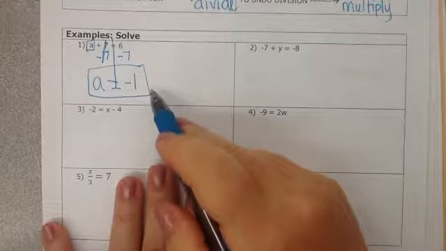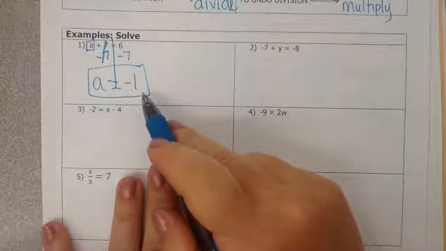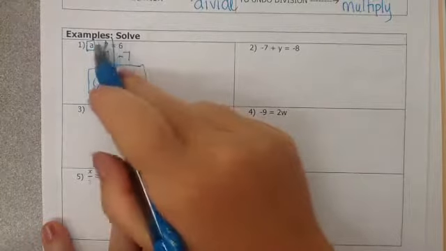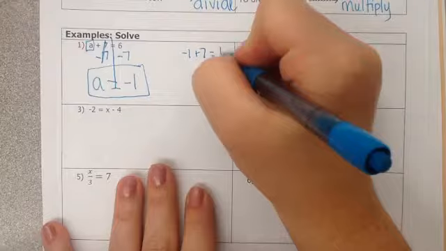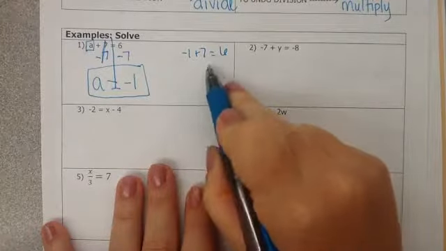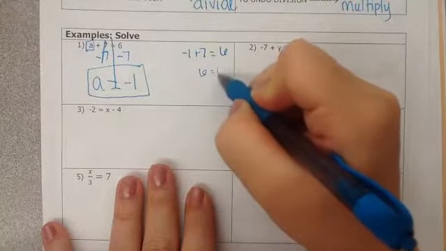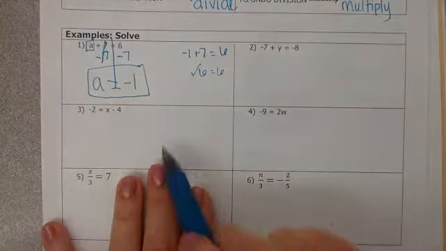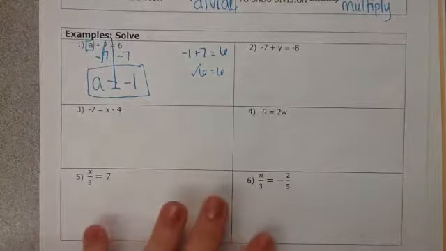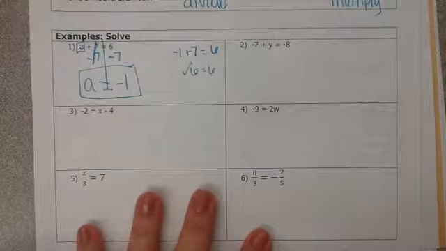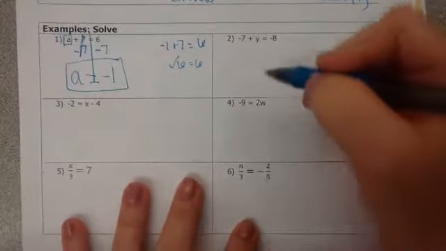If we wanted to check and make sure our answer was correct, what could you do next? Plug it back in. Negative 1 plus 7. Need to make sure that equals 6. So we know we did it right when you plug it back in and make sure those are equal. Nice job.